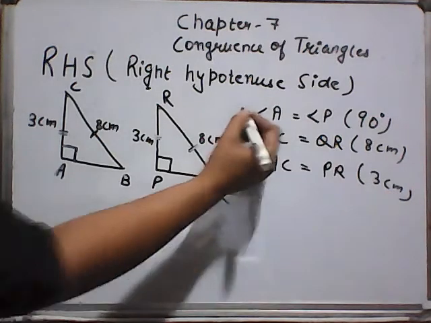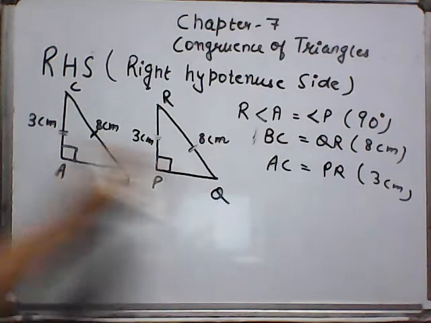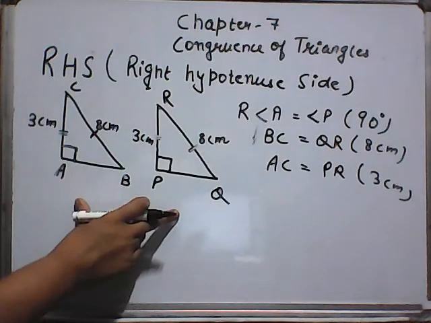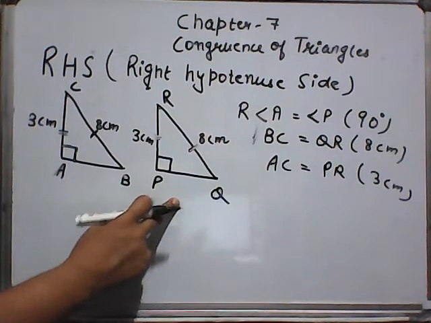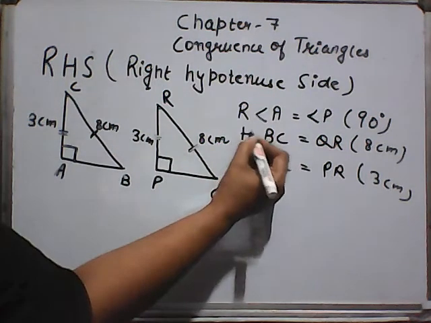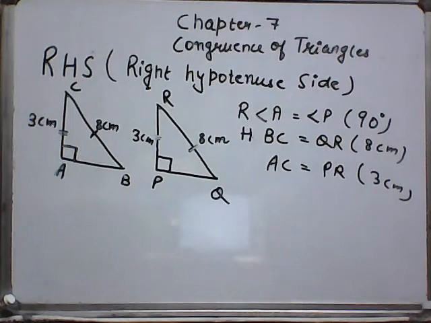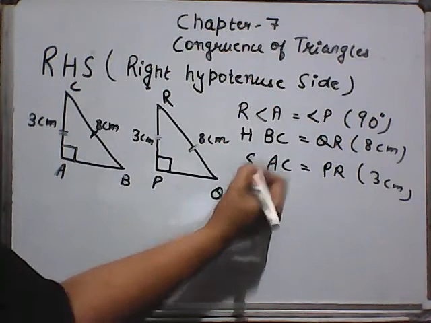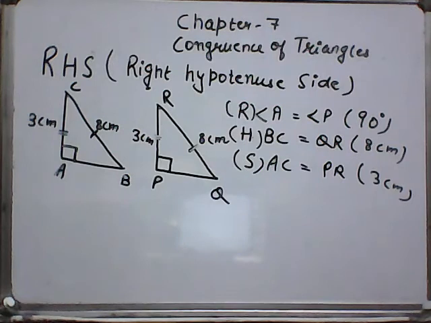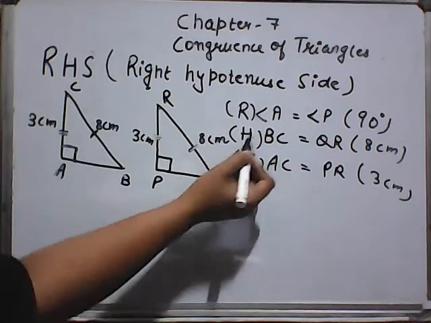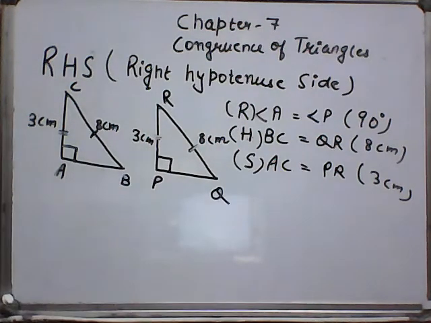Now, you have checked three conditions. Right angled triangle: both these triangles have a right angle. It is right angled at A, and the other triangle is right angled at P. Next condition, hypotenuse: the hypotenuses of these two triangles are congruent. Next, side: the AC side is congruent to the PR side. So, RHS. Both these triangles are congruent by using the RHS rule.